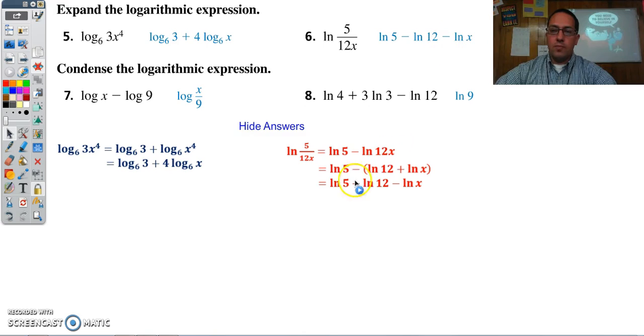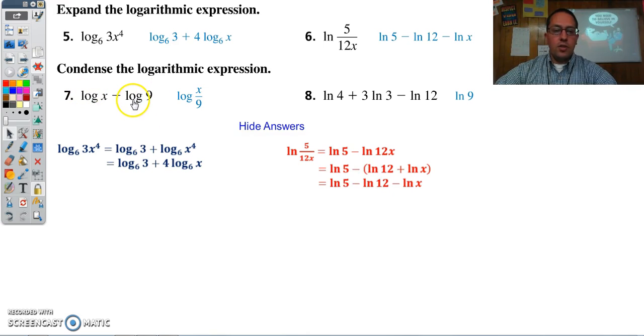Now, one thing to pay attention to, and this is where probably a lot of you messed up, you probably got a plus right there. We're subtracting this entire natural log of 12x. So this is still being subtracted, so we've got to put in parentheses and then distribute that negative 1 in. And that's what changes this positive to a negative right there.